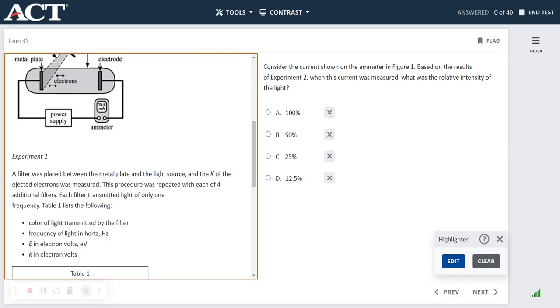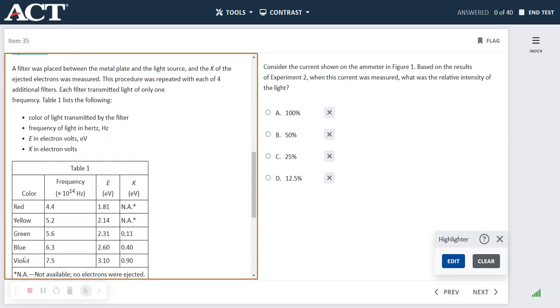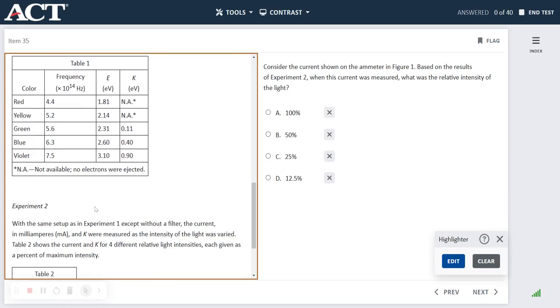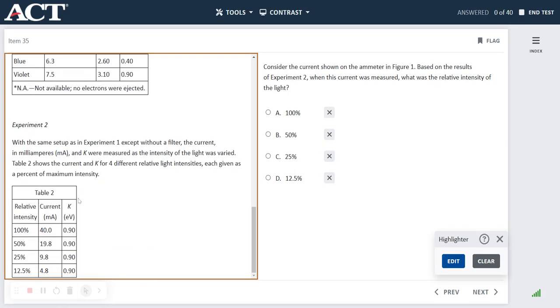And then we have experiment 1. We have experiment 2. Experiment 1 looks like it's measuring color filters, frequency, E and K. And experiment 2 is measuring intensity and current. So that's it. We're going to quickly get to the questions.